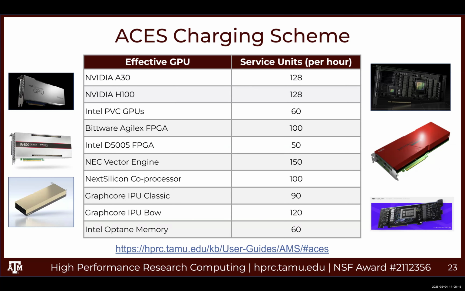FPGAs, Bitware is 100. Intel is 50. The NEC vector engine is 150. NEC silicon 100. Those are all the ones because of these specialty kinds of things: how much it takes for a service unit, or an hour of compute time, for those different specialty things that we have on ACES. So that's another thing.